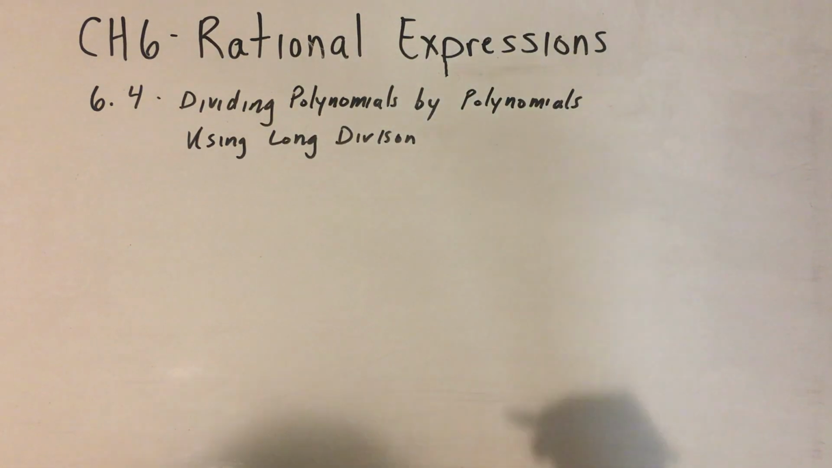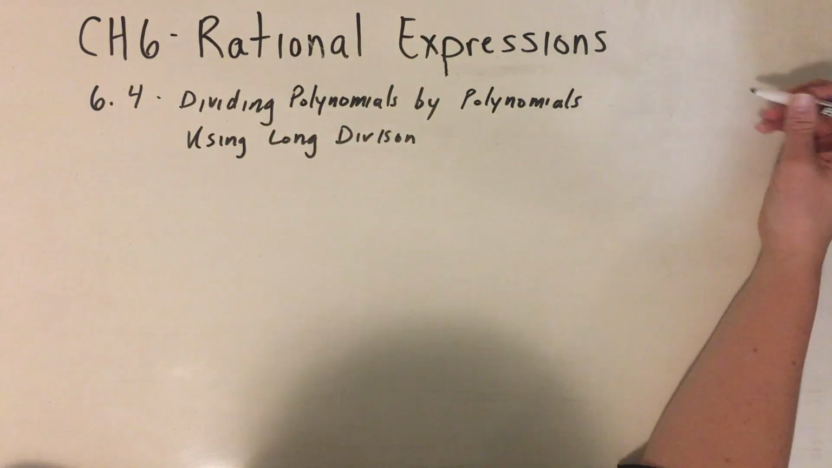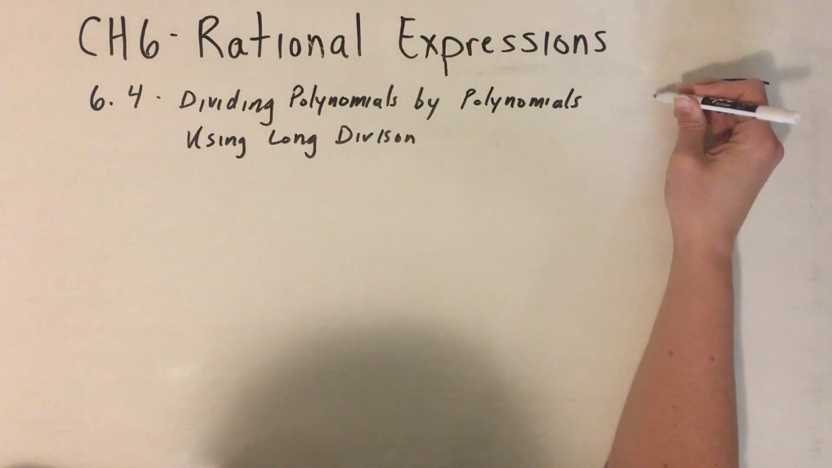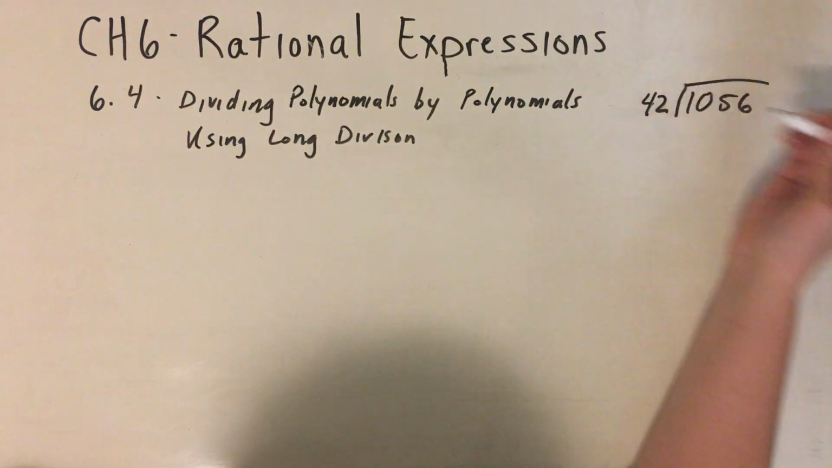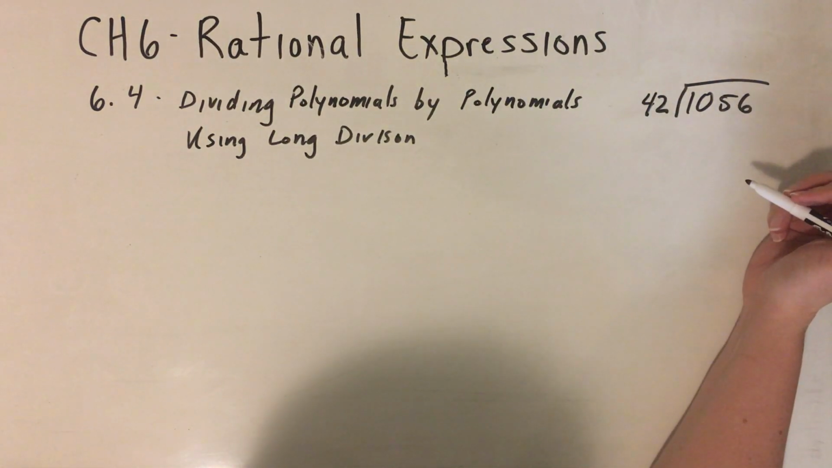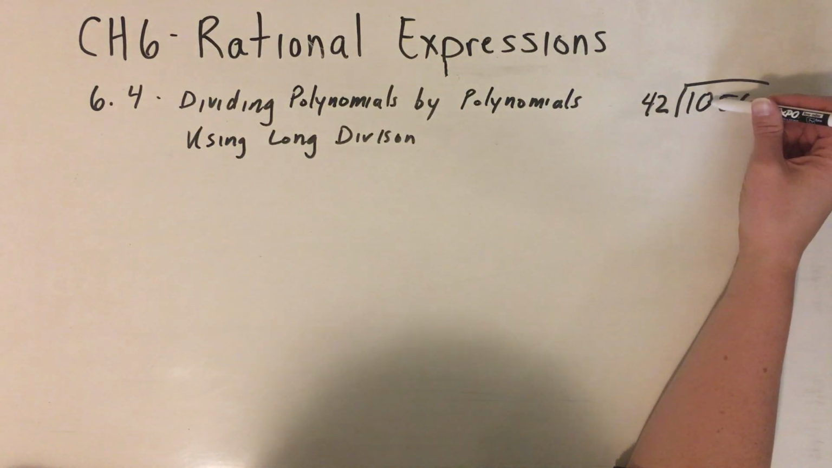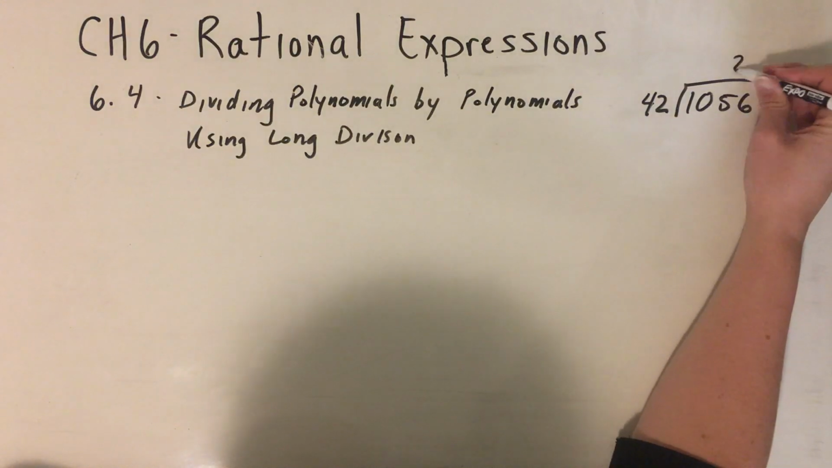So I'd like to give an example of this by doing regular long division. If I had 1056 and I wanted to divide this by 42, say a 2-digit, then I would say, okay, 42 cannot go into 1 at all, can't go into 0 at all, but it can go into 105 twice.